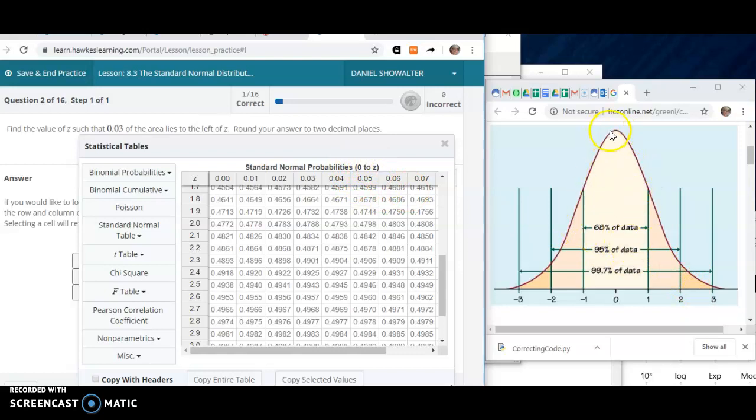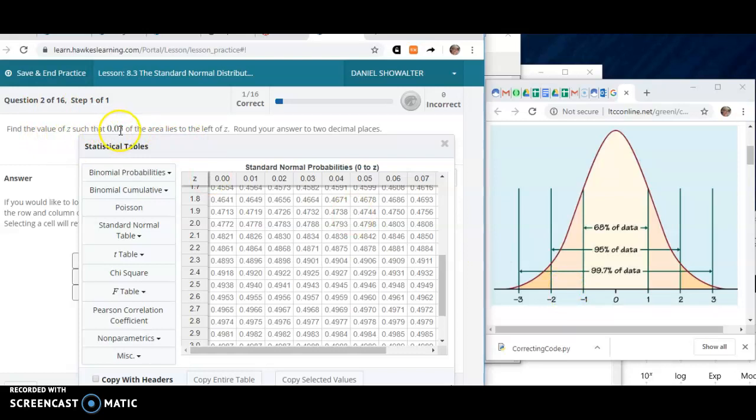So this is just a conversion in between how far we are in our z-score and what portion of the data is to the left of it. Now, we could also go the other way. Let's say we know the portion of the data, but we don't know what the z-score is. And that's what this question here says.